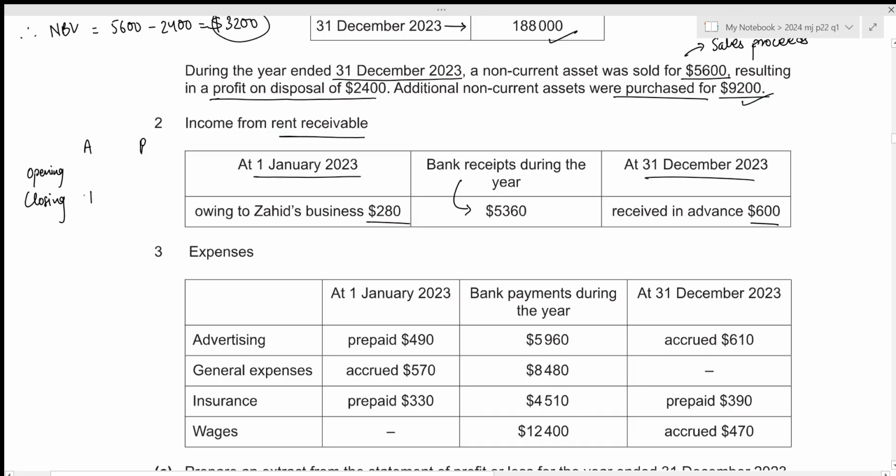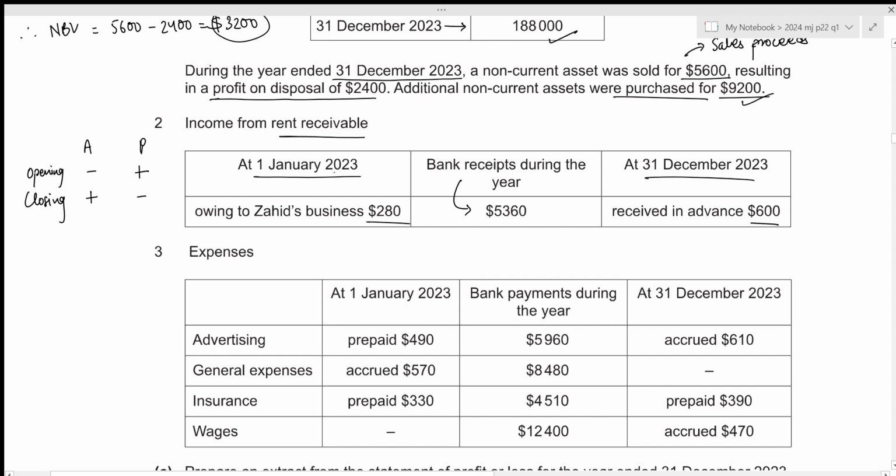We always add the closing accruals, which means that we subtract the opening accruals, which also means that we always add the opening prepayment and subtract the closing prepayment. So this is a formula that we need to follow in order to calculate the values for the year after the adjustment of the accruals and prepayments.